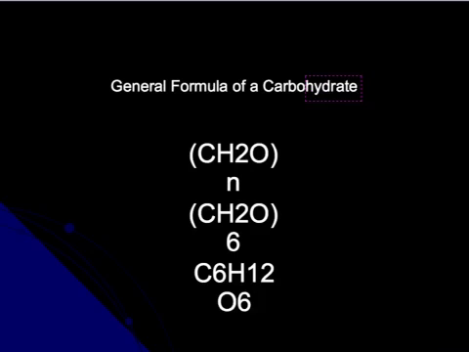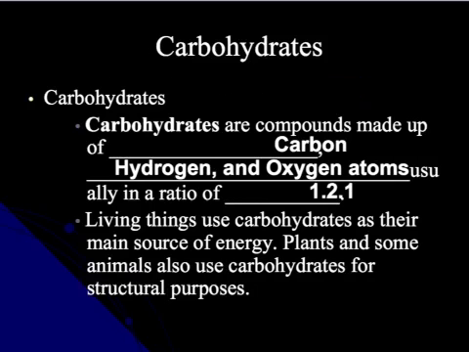It's always going to be a 1-to-1 ratio. And this slide just reiterates what I just said in the last slide, that carbohydrates are made up of carbon, hydrogen, and oxygen. Hydrogen and oxygen is water, and it's always going to be a 1-to-1 ratio. And then all living things use carbohydrates as their main source of energy.